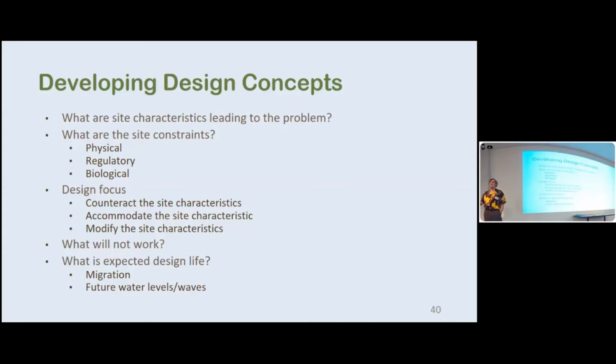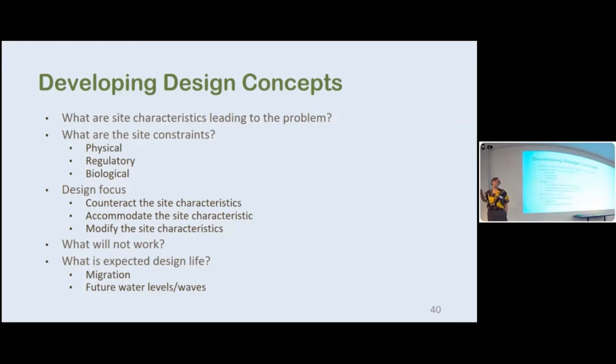The next one is accommodate the site characteristics. In that case, if you're looking at the waves, you could try to allow that wave to come, but you would have a site, for example, vegetation that will allow that wave to pass over it without disrupting the marsh anymore. Or the last one, modify the site characteristics. In front of a living shoreline, you could put a submerged breakwater.